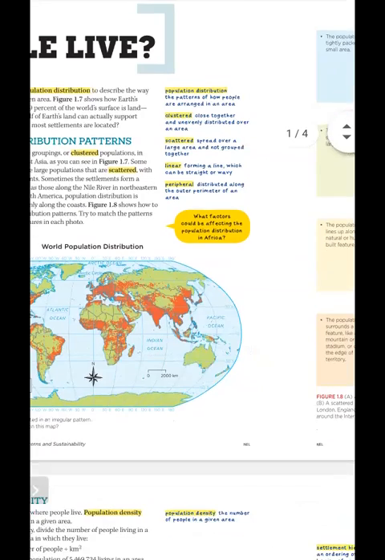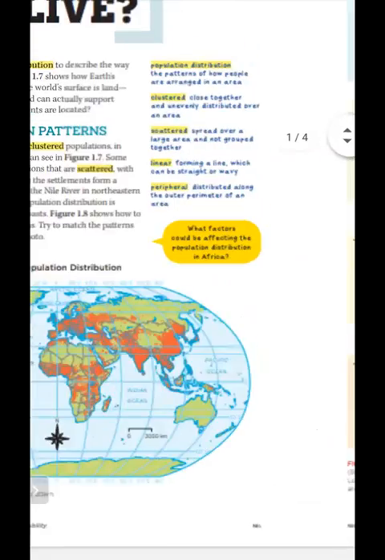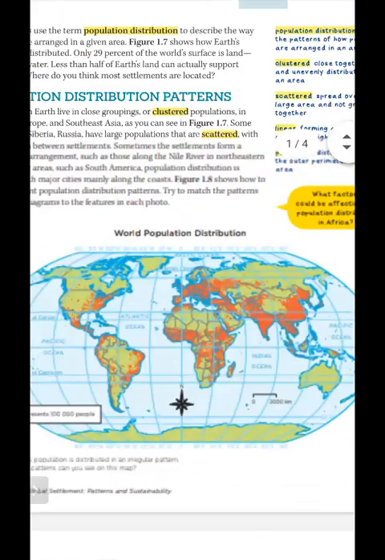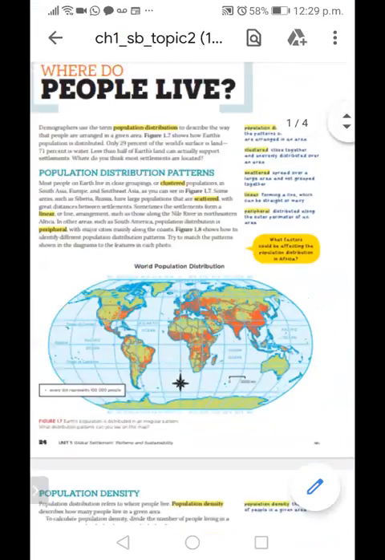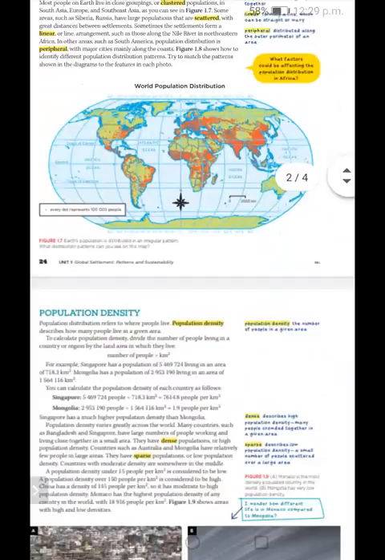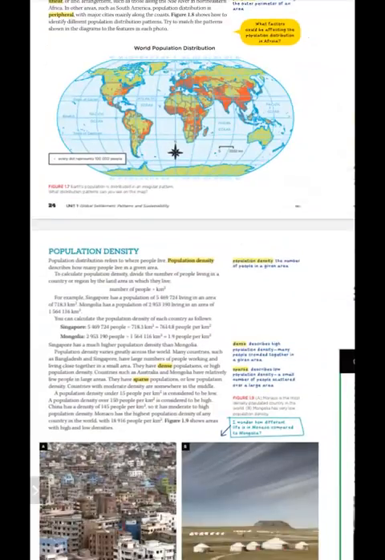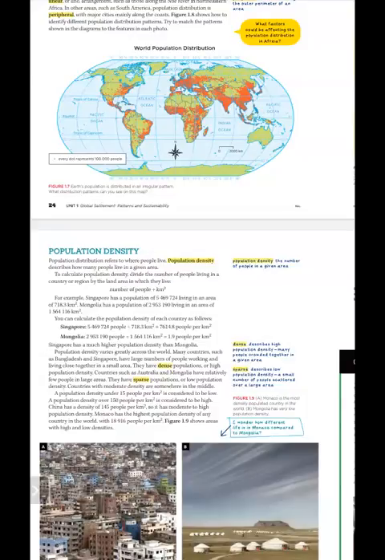Okay, look at this question. What factors could be affecting the population distribution in Africa or even around the world? Why do you think people live in more densely populated areas? For example, the population in Antarctica is not dense. Why do we think so? This could be a question because the climate there is very cold. Not a lot of people choose to live there.